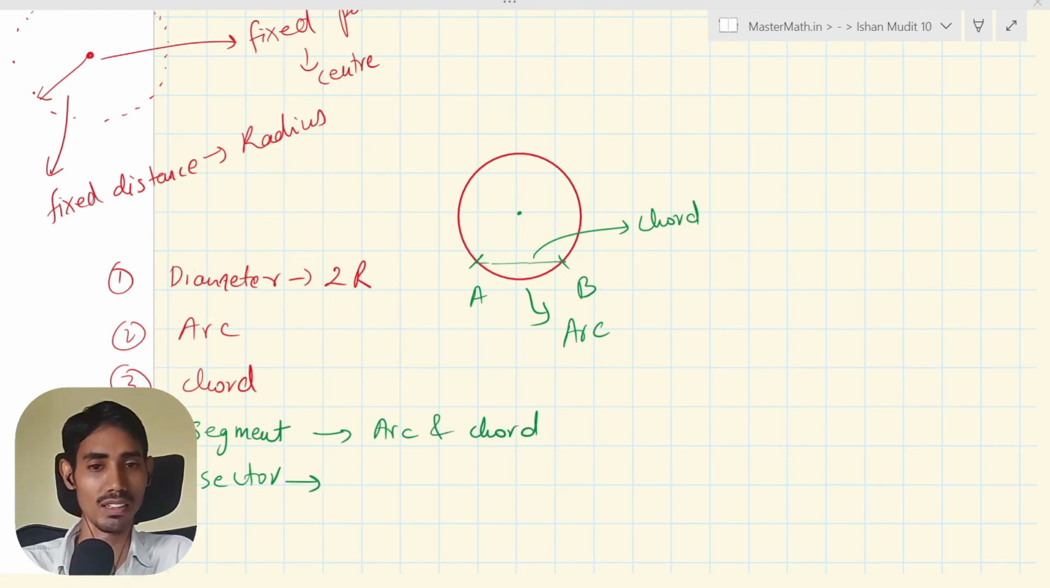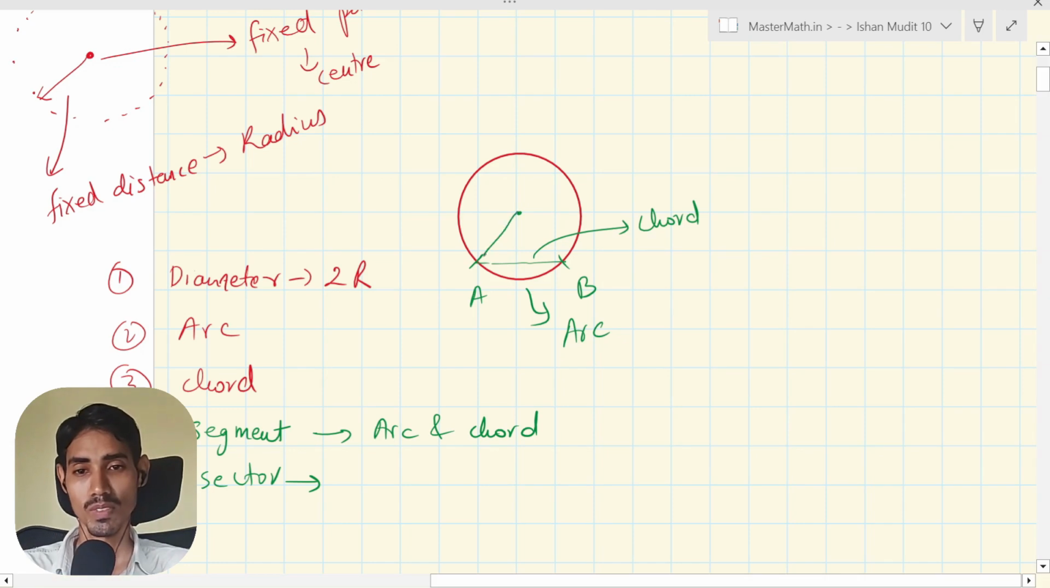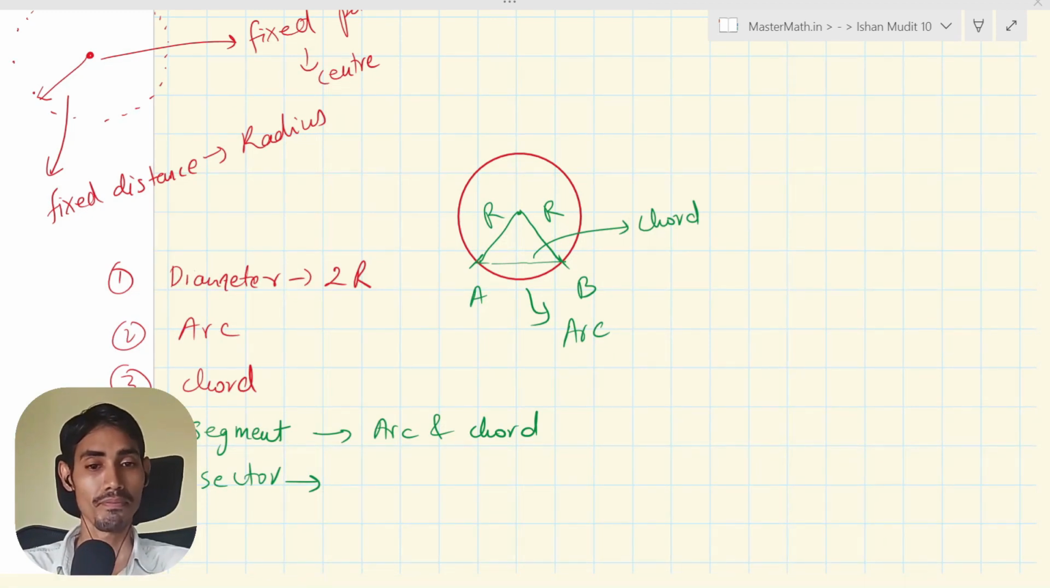And what is a sector? Mudit, yes, continue. No problem. A sector is the area formed by two radii and an arc of the circle. Okay, so this is R, this is also R, and the area between that and the arc. Yes, so 2 R and an arc. Is that okay, Mudit? All right. Fine. So this is sorted.